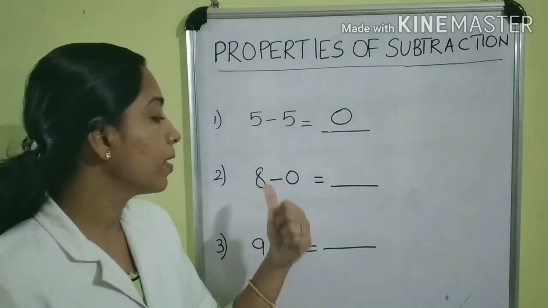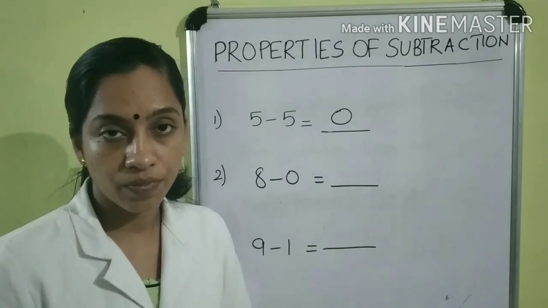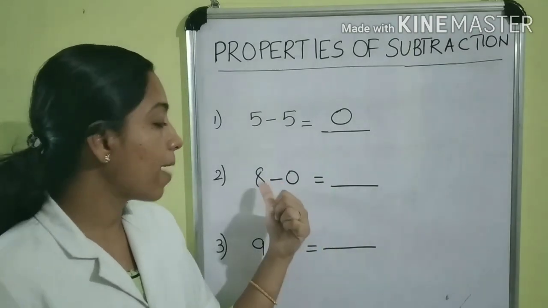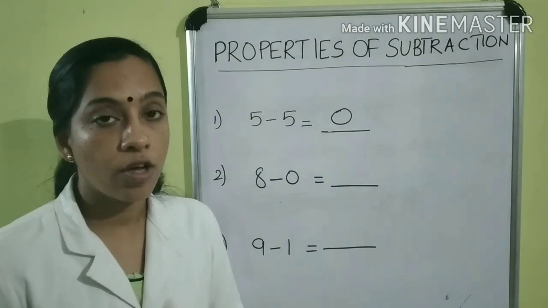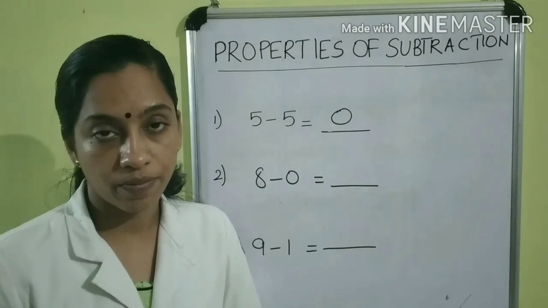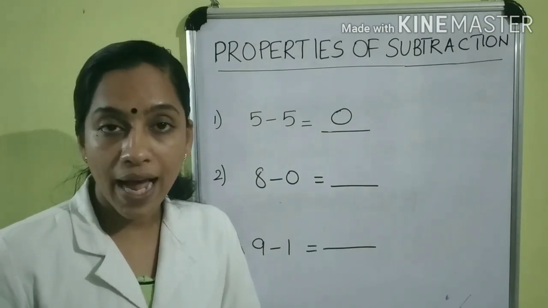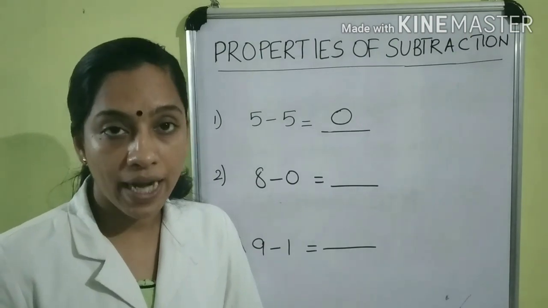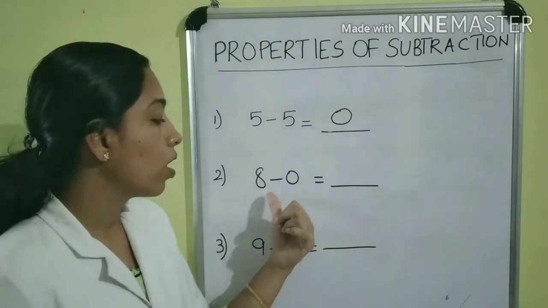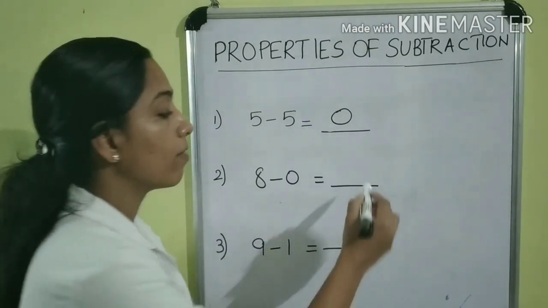Our next problem, 8 minus 0 is equal to dash. Here we have to subtract 0 from 8. So we can use the second property of subtraction. What is the second property of subtraction? Subtracting 0 from a number gives the same number. So here what will be the answer? 8 itself.